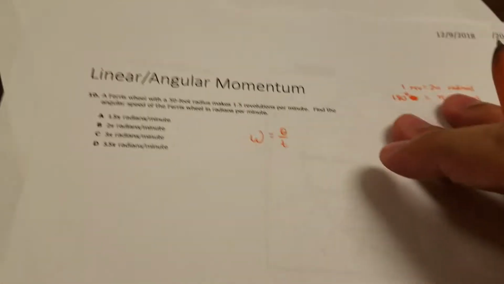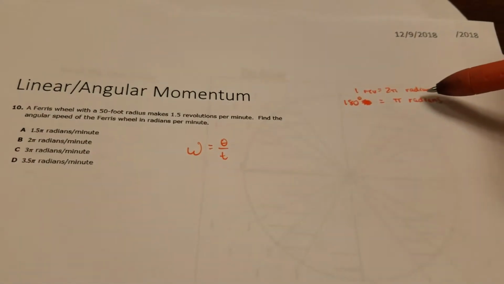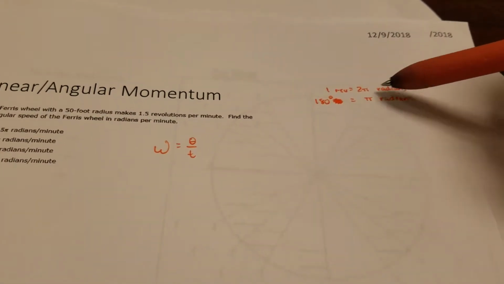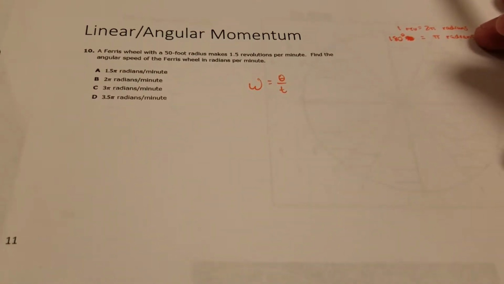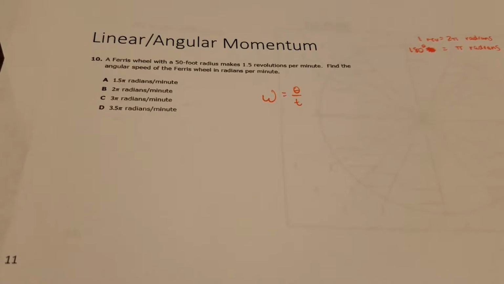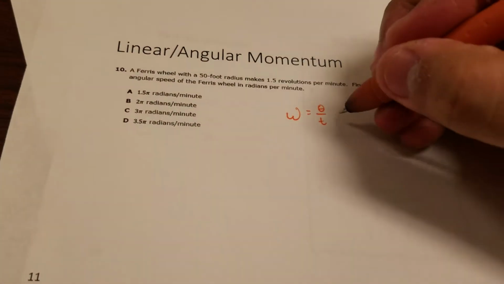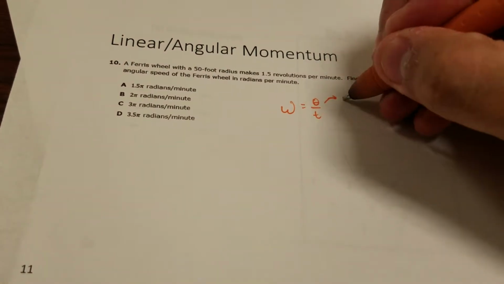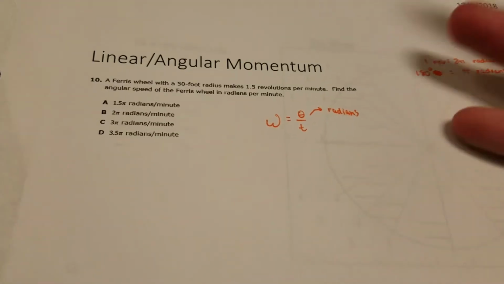Next was linear and angular momentum. Guys, for these conversions you need to know 1 revolution is 2 pi radians, 180 is pi radians. I did tell you that this equation was going to be given to you, and I thought it was, but it's not. So remember this equation, and the angle theta has to be in radians, so make sure that you do that.